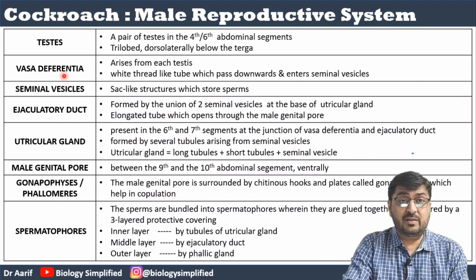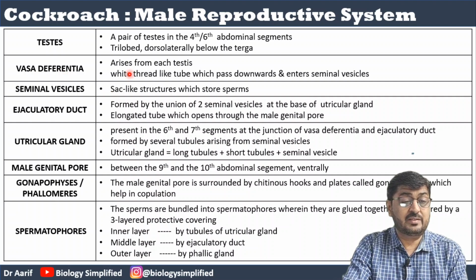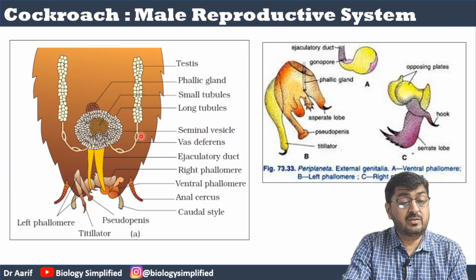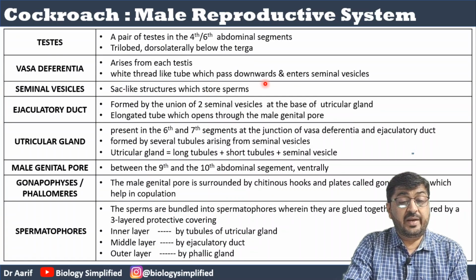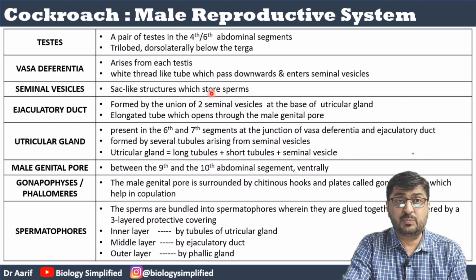Vasa deferentia, I told you a few surprises, arise from each testis, right? So we have vasa deferentia here arising from the testes and going up to the seminal vesicles. Okay, do we have the seminal vesicles? Yes, we have the seminal vesicles here, right? A white thread-like tube passes downwards and enters the seminal vesicles. Seminal vesicles are sac-like structures which store the sperms.